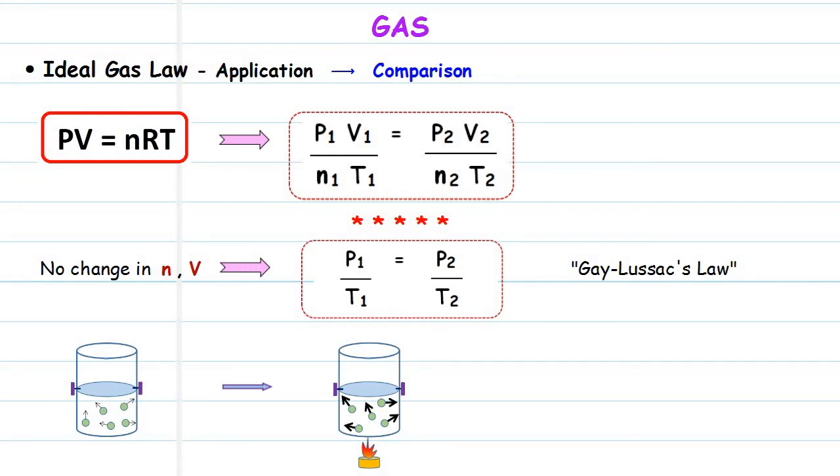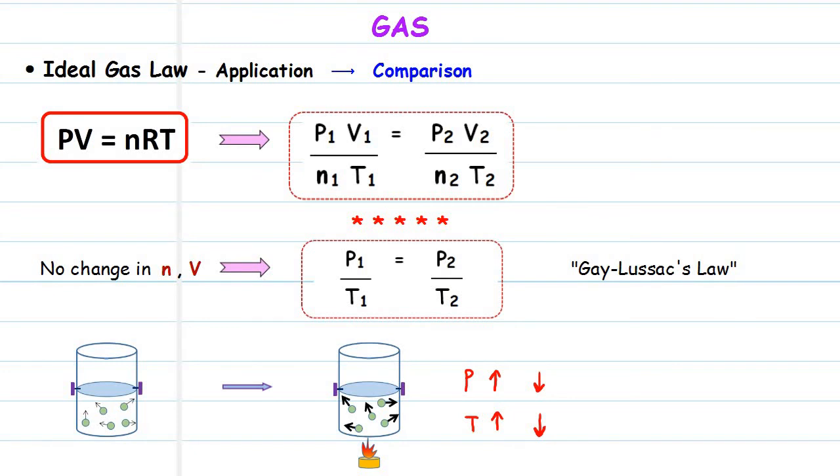If the gas is heated, the gas particles will move with greater kinetic energy, and they will hit the container wall more often and with greater forces. This means the pressure of the gas will increase too. So if we have T, temperature, increase, P will increase too. And if we have T decrease, then pressure will decrease too. So we can see that the pressure P and the temperature T are directly proportional to each other.